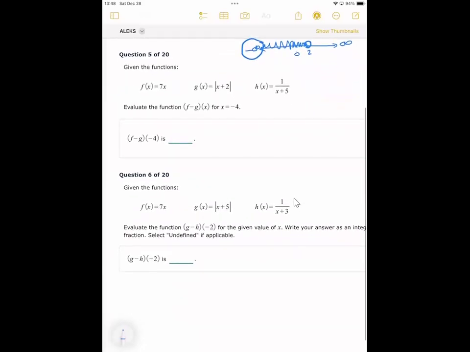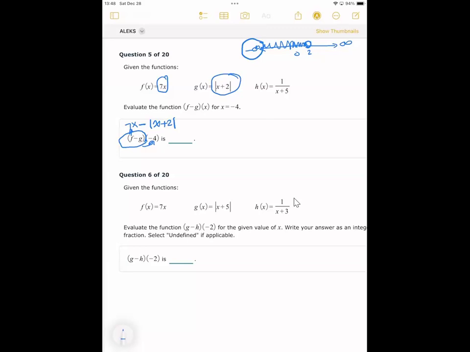The next problem is subtraction of 2 functions. So you have a function f, which is 7x. You want to subtract function g, which is the absolute value of x plus 2. So that's this part. We did f minus g. What is this part? These notations have their own rule and grammar and their own vocabulary.